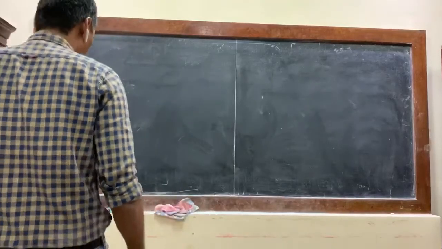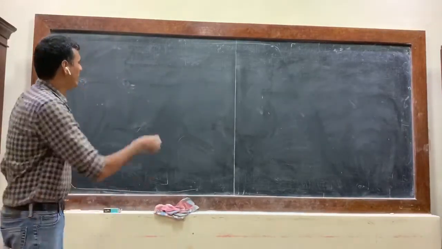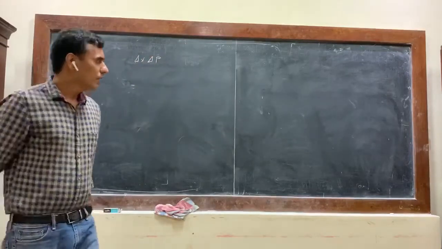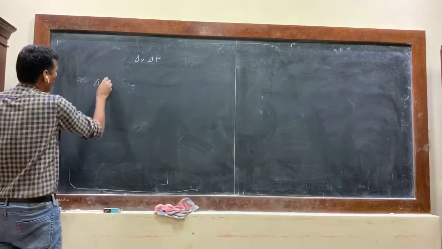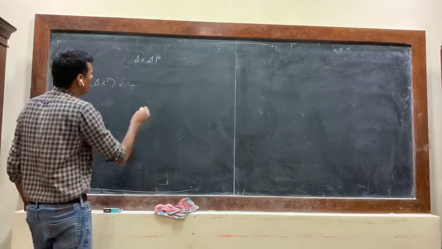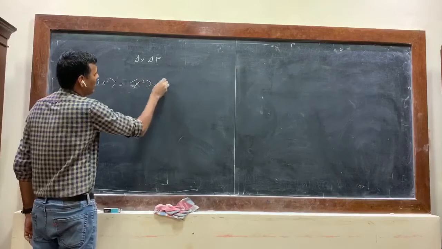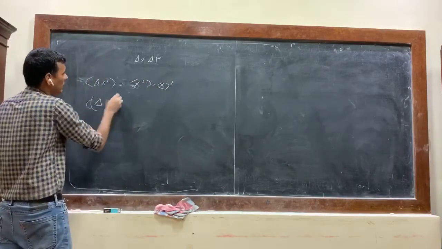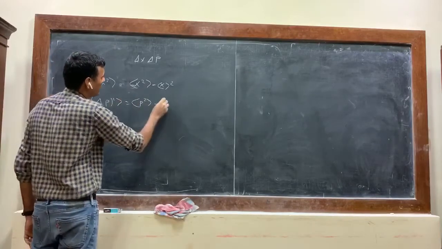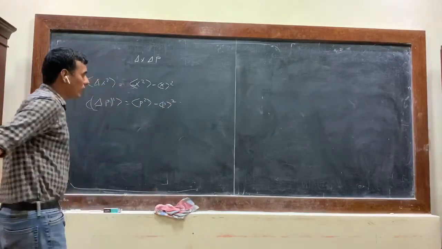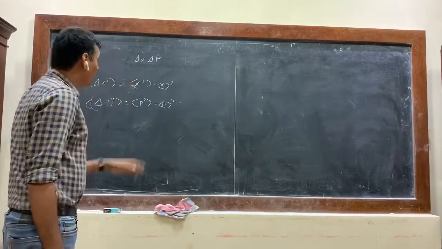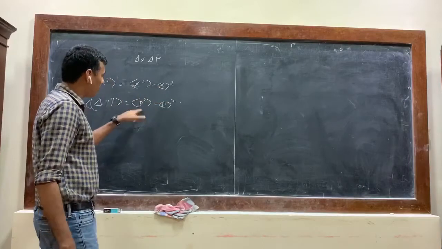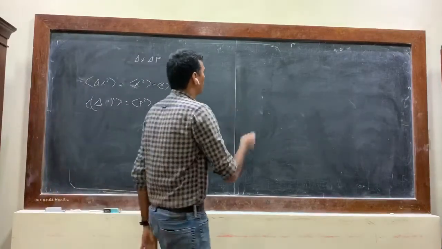Okay, so now in this section we'll try to evaluate the uncertainty product delta x delta p for the harmonic oscillator. We know that delta x square is equal to x square average minus x average square. Similarly, delta p square is equal to p square average minus p average square. Now we need to evaluate the average value of x, x square, p, and p square. All these things we need to compute.